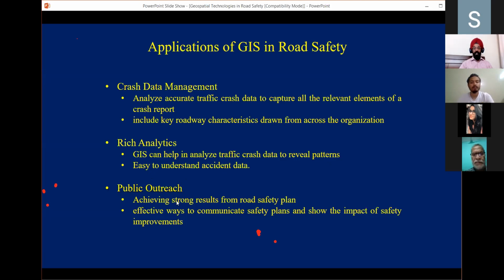Public outreach, achieving strong results from road safety plan. Since I have some maps, I can take print outs of those maps and paste those type of maps on various walls, various places, so that the general public can be aware that that particular area is accident prone. So that kind of thing can be done. Achieving ways to communicate safety plans and show the impact of safety improvements.